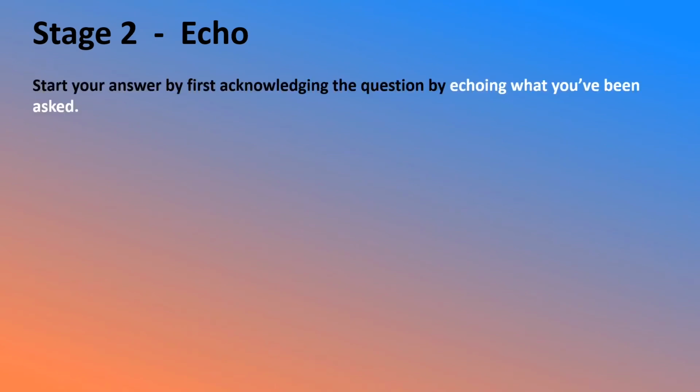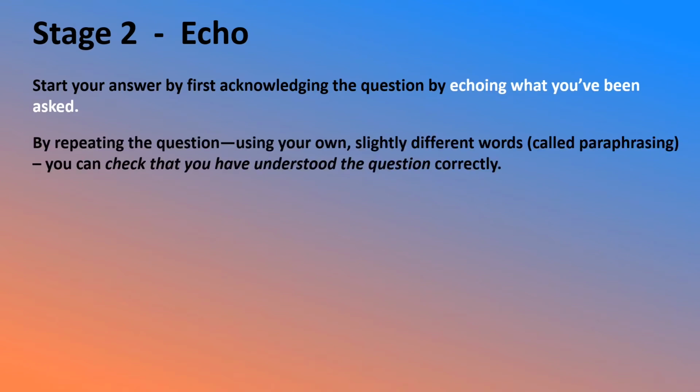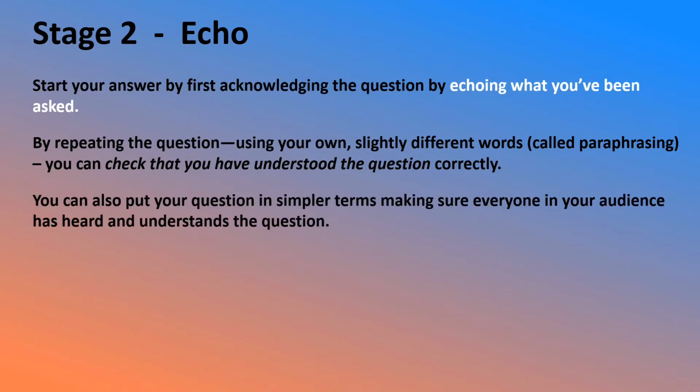Stage 2 is echo. Start your answer by first acknowledging the question by echoing what you've been asked. By repeating the question using your own slightly different words, that's called paraphrasing, you can check that you have understood the question correctly. You can also put your question in simpler terms, making sure everyone in your audience has heard and understands the question. Here are some echo examples.